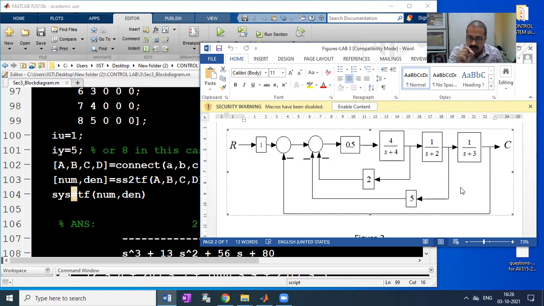We have to first give, within the round brackets, the small ABCD. Internally MATLAB will generate ABCD for this block 1, ABCD for this block 0.5, ABCD for this block 4 by s plus 4. If you run the command, you will see there will be 8 small a's, 8 small b's, 8 small c's, and 8 small d's corresponding to the 8 blocks. We cannot see what they are.